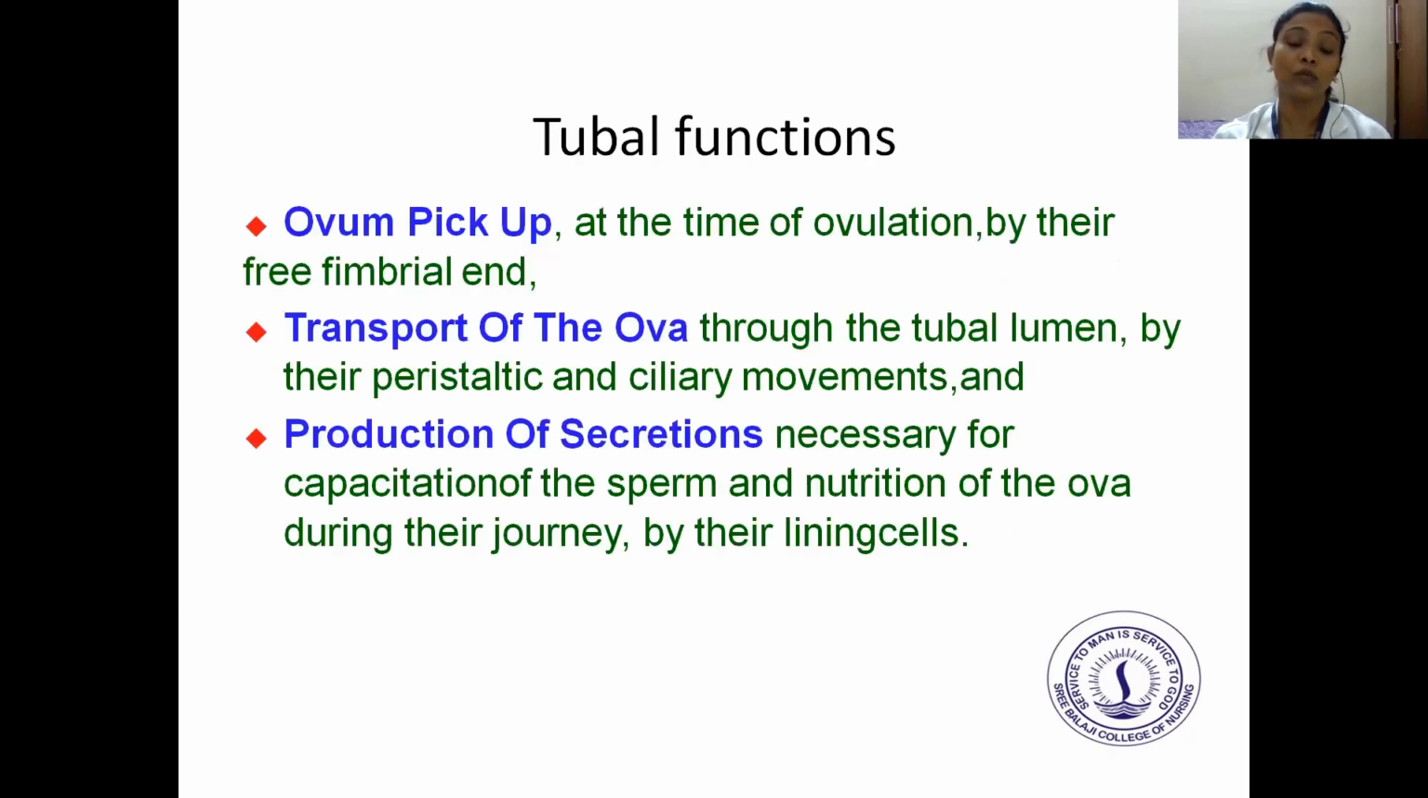Next is tubal function. What are the functions of the fallopian tube? It has ovum pickup, transport, and production. What is ovum pickup? During the time of ovulation, the free fimbriae pick up the ovum, and transport of ovum through the tubal lumen by peristaltic and ciliary movements occurs. The production of secretions necessary for capacitation of the sperm, and it provides nutrition to the ovum during the journey by their lining cells. That is the fallopian tube functions.